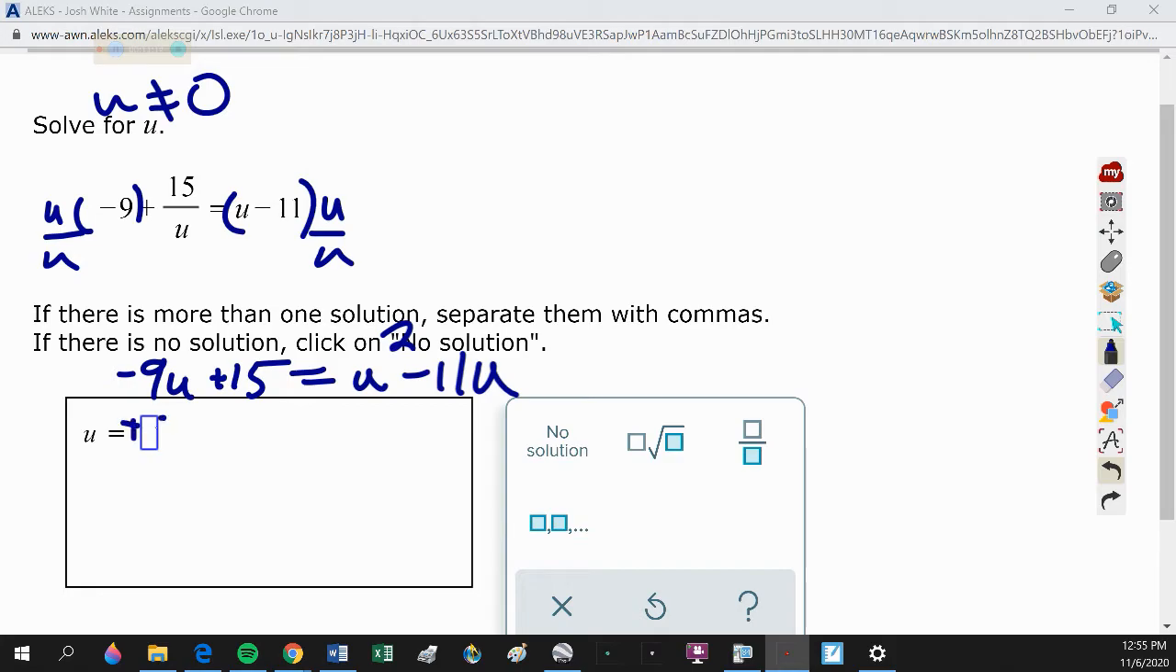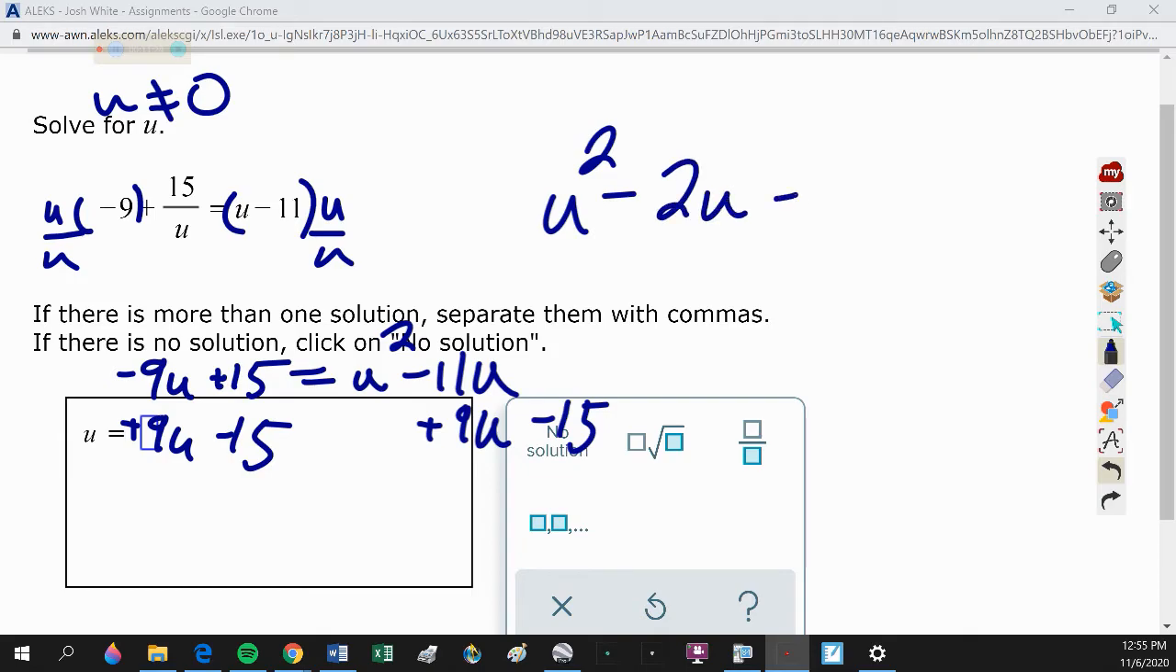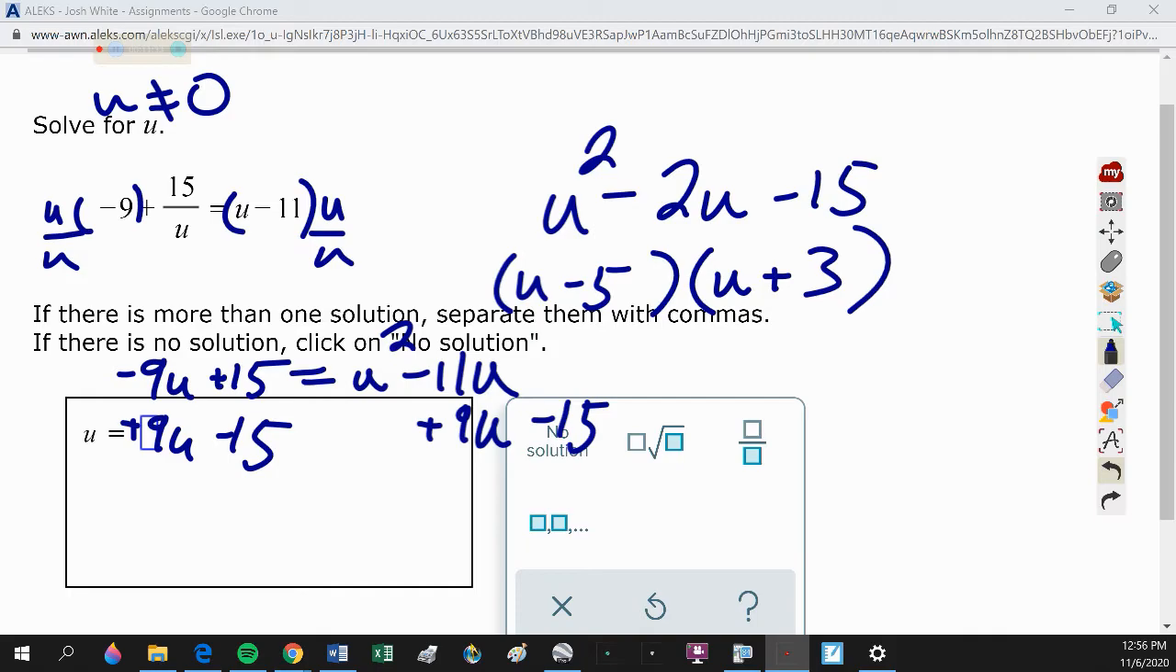So we add 9u and subtract 15, add 9u and subtract 15. So u squared minus 2u minus 15. Does that factor? U minus 5 and u plus 3. So u is 5 or negative 3. Are either of those excluded? No. I'm surprised we haven't hit one yet. But sometimes one of those will get cut out. Sometimes both of them will get cut out.